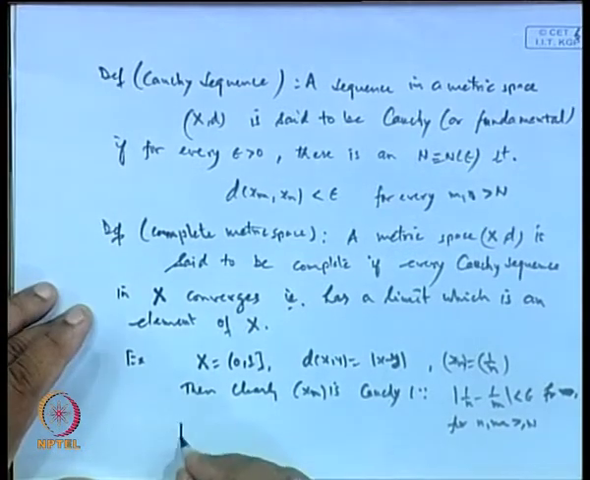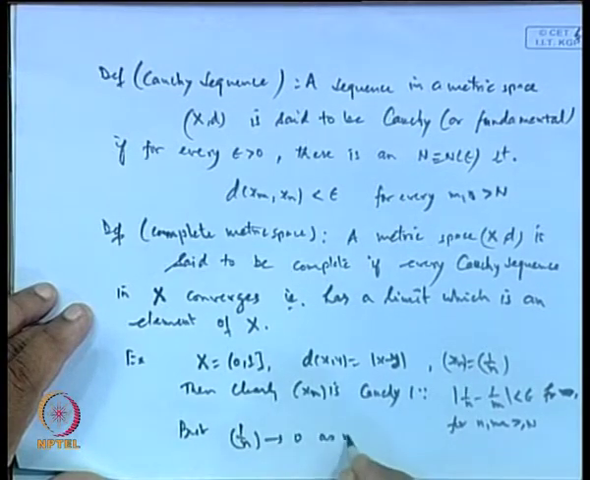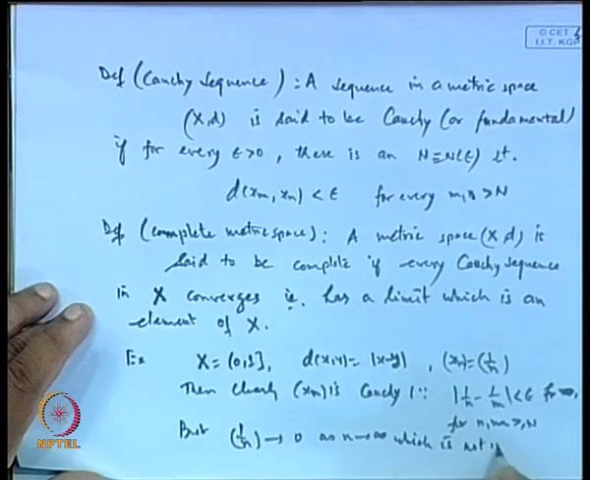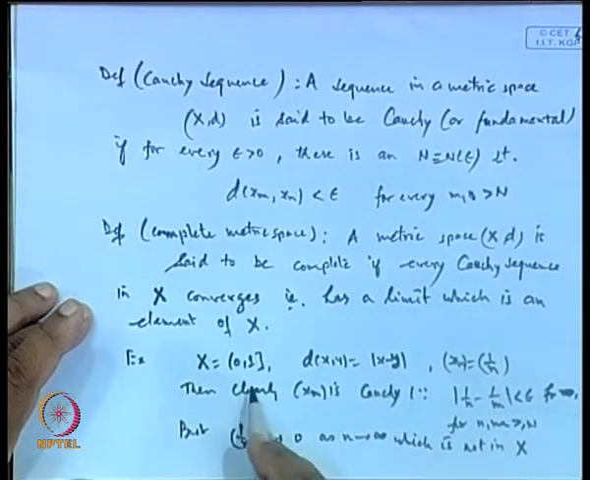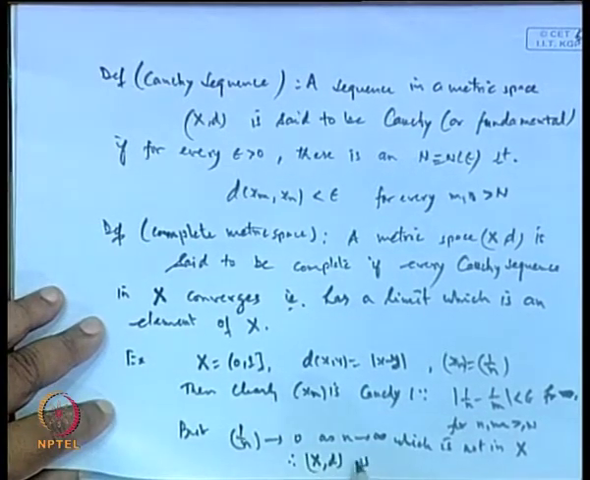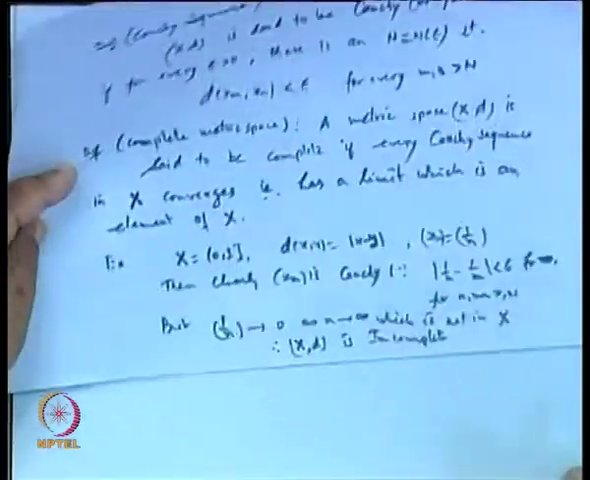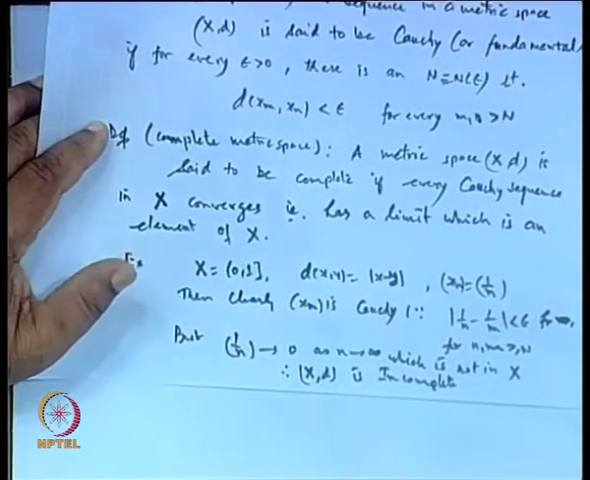So, it is a Cauchy sequence, but the limit of the sequence x_n = 1/n tends to 0 as n goes to infinity, which is not in X, because X is the semi-closed interval (0, 1]. Therefore, this Cauchy sequence is not convergent. So, this space X under d is an incomplete metric space. In fact, if there exists even a single Cauchy sequence which is not convergent, then it will be an incomplete metric space.